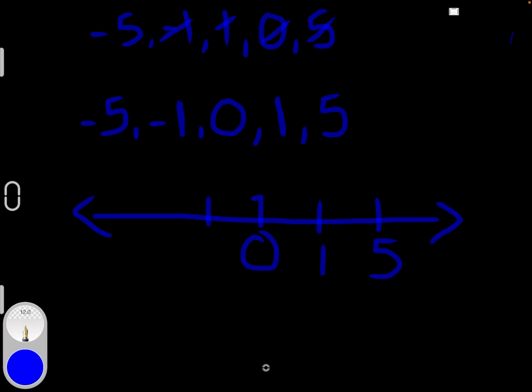So I will put in my -1, and then I'll put in my -5. So -5 is my smallest number, and 5 is my biggest number. So if we were to take this number line and kind of fold it in half, the numbers would be the same. However, you have your negative numbers on your left and then your positive numbers on your right.